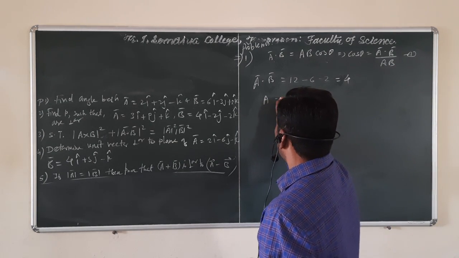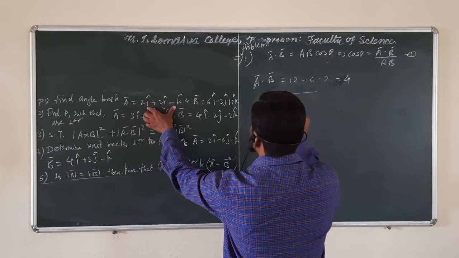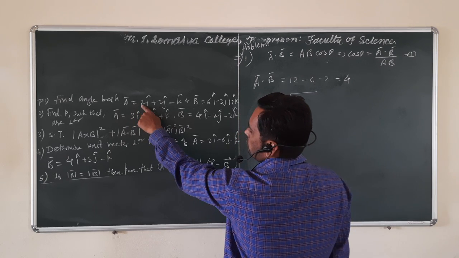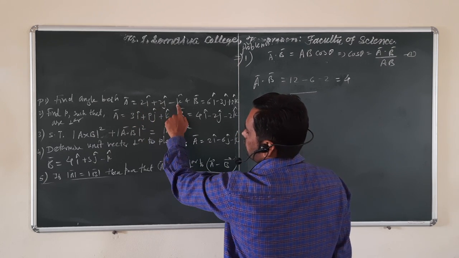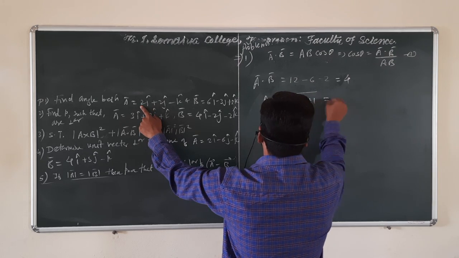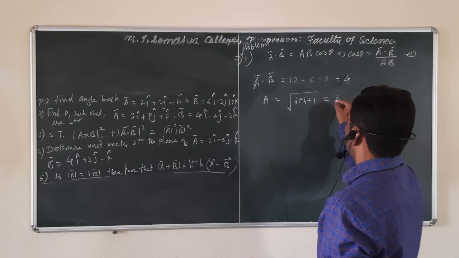So vector A magnitude, what will be the magnitude of this vector, square root of 2 square plus 2 square plus 1 square. Okay, so 4 plus 4 plus 1. So that will become 9, which is 3.